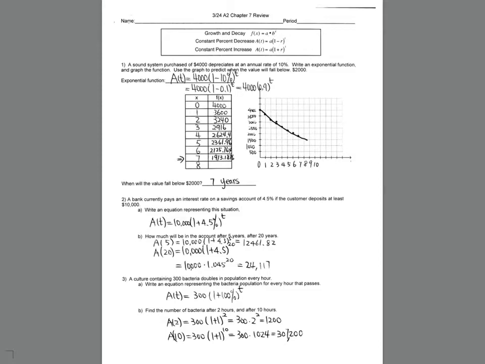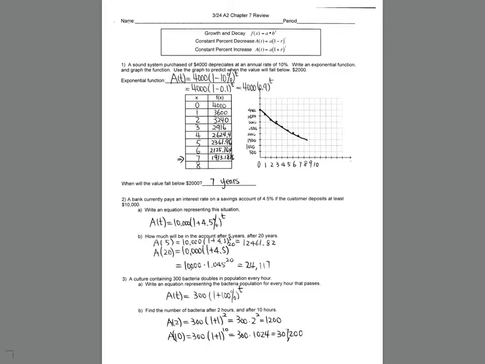Number 1. A sound system is purchased for $4,000 and it depreciates. The key word here is depreciate. What does depreciate mean to you? It means that it will not retain its initial value. So as years go on, the value will go down. Keep that in mind. Depreciate means that your later year value is going to be less than the beginning.